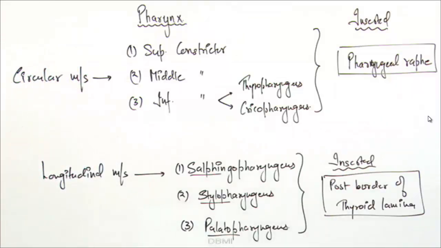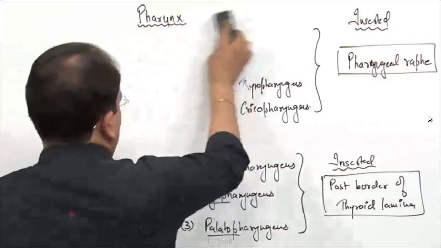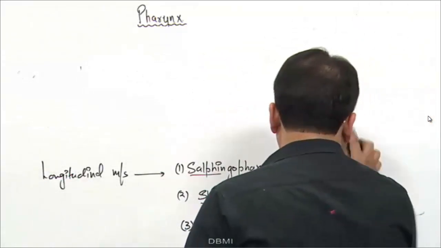So this is about the pharyngeal wall and the muscles of the pharynx. Let us talk a bit more about these constrictor muscles. In the constrictor column, as we said, we have thyro- and the cricopharyngeus. Now let us talk especially about this thyro- and cricopharyngeus.